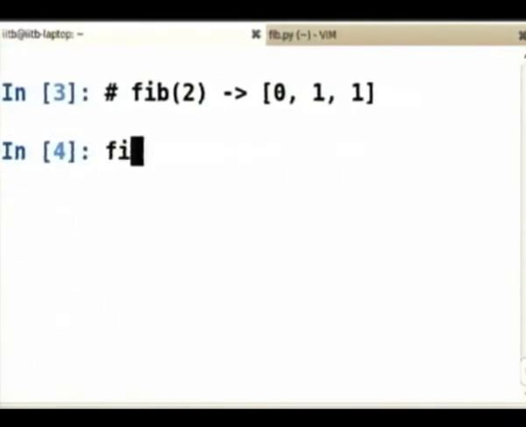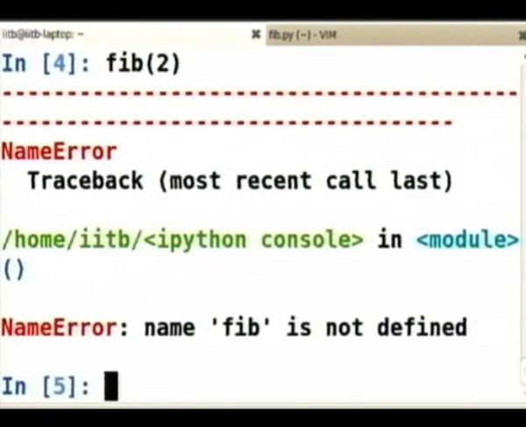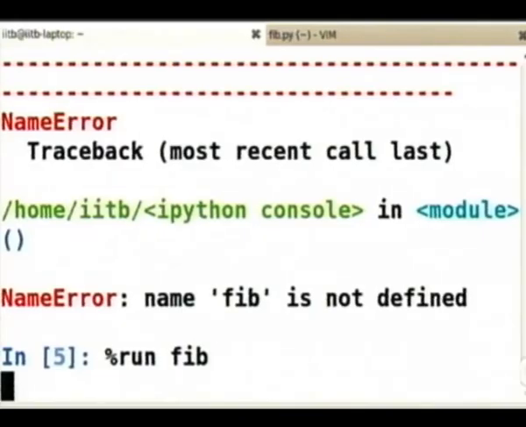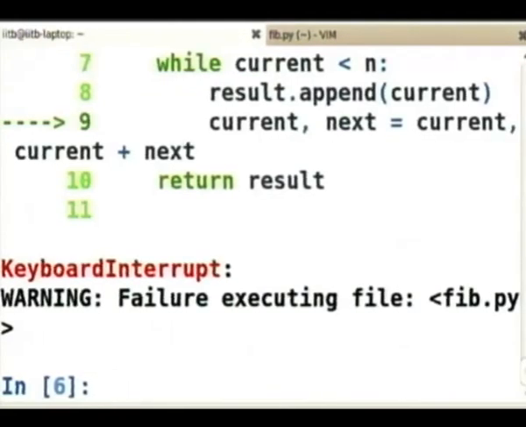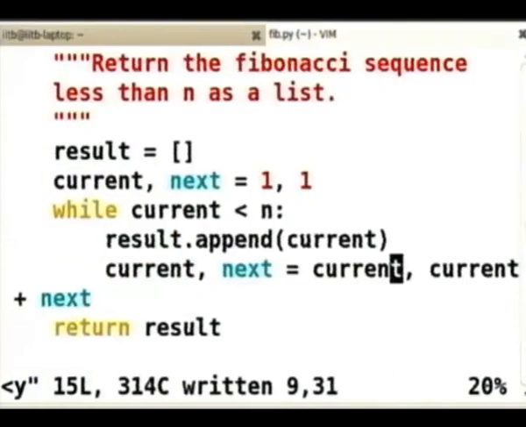So let us see what I get. If I do fib of 2, what happens? First I have to import fib, or better still, let me do %run fib. What's happened? It's gone into an infinite loop. It didn't even get out. Correct?